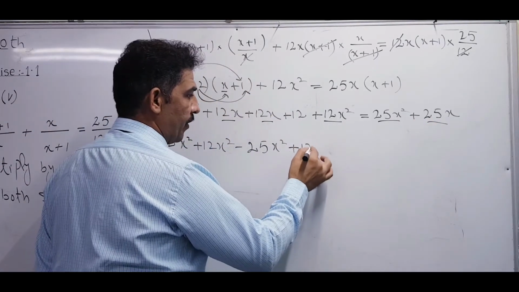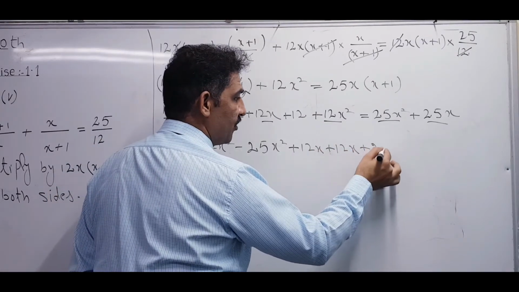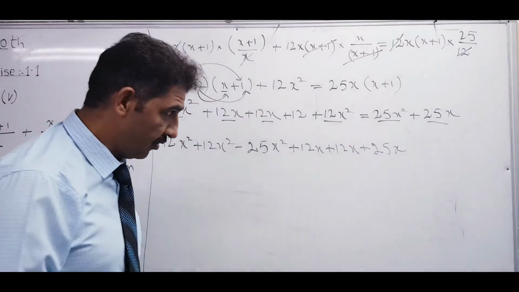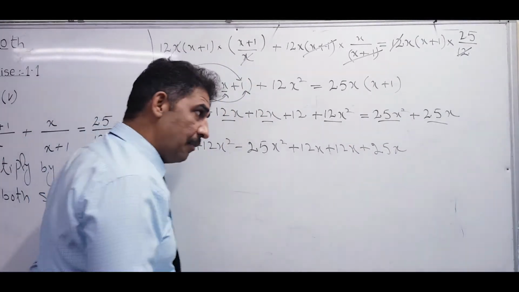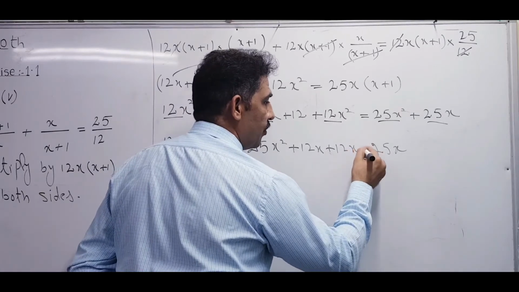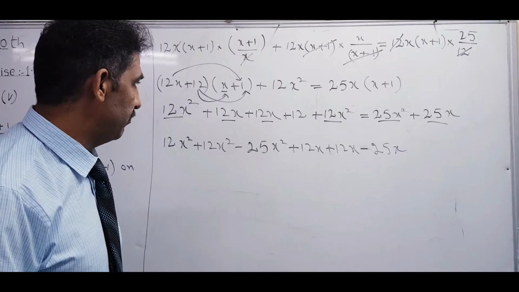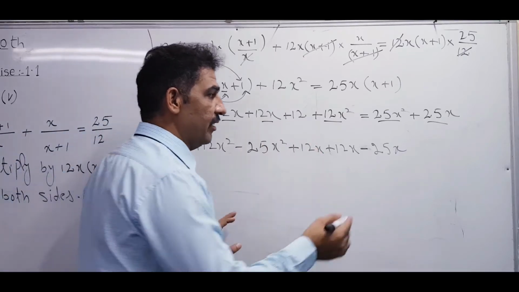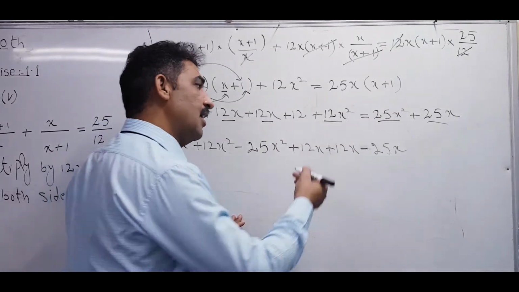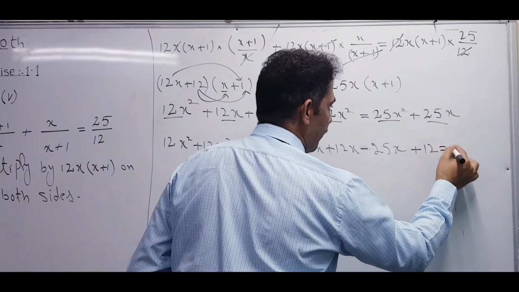12x plus 12x plus 25x. Plus 25? Wrong. What's the mistake? Minus, because shifting to this side, the sign will be changed. Good. You are attentive. So what is the next remaining term? The constant term, that is only 1. Is it plus 12 or minus 12? Plus 12, because it is already on the left hand side of the equal sign, that's why plus 12.